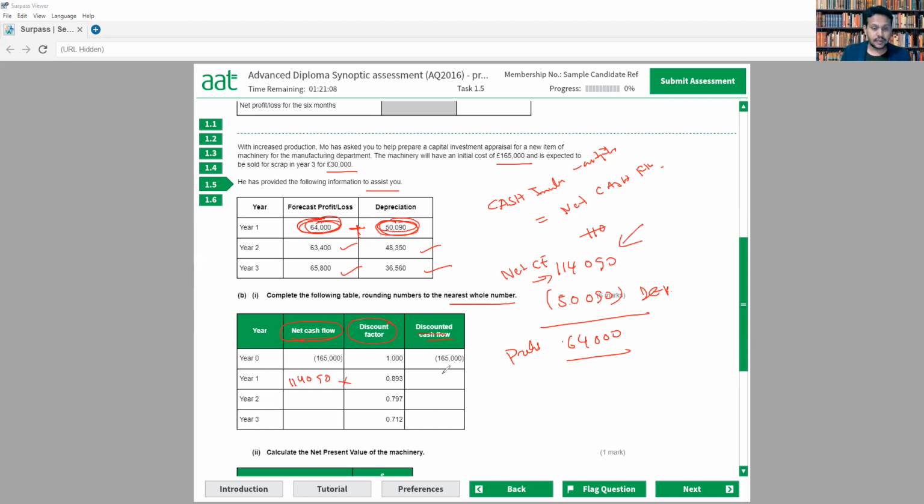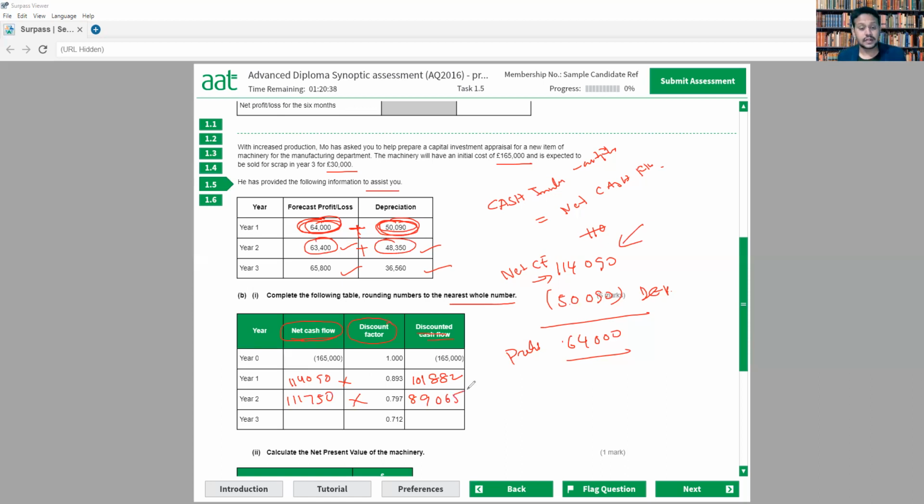So if you multiply with that, the first one will give us 101,882. The next one, we have the net cash flow. So we'll add these two, this and that. So that will give us 11750. And if you multiply with this one, that will give us 89,065.